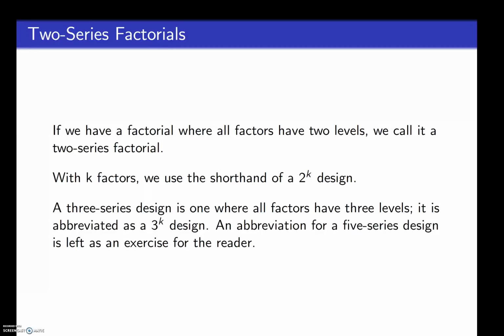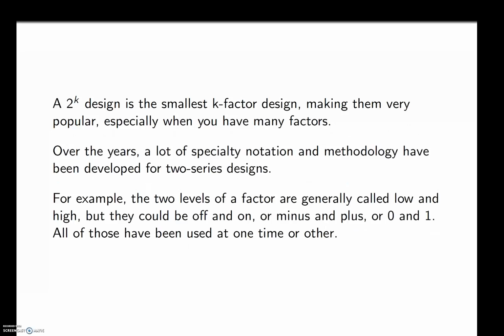A 3-series design is where all the factors particularly have 3 levels. It's abbreviated as a 3 to the k. Again, another common one that you'll see in areas like engineering. A 2 to the k design is the smallest possible k-factor design because we've just got 2 levels. You have to have at least 2, right? They're very popular. They're used all the time, like I said. Some specialty notation and methodology is used for these just because of their popularity and generality.